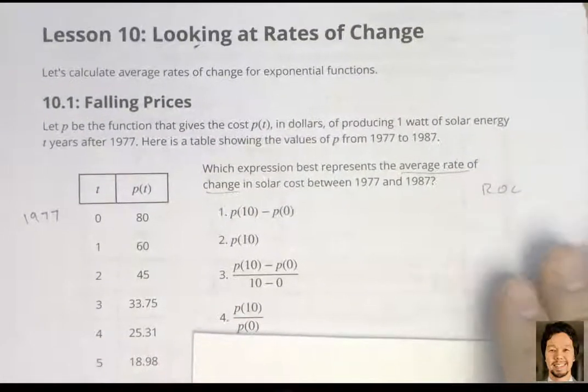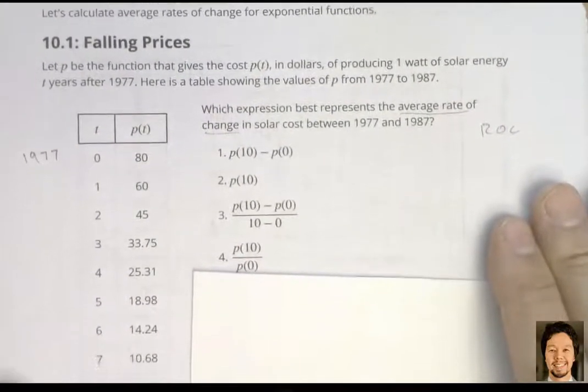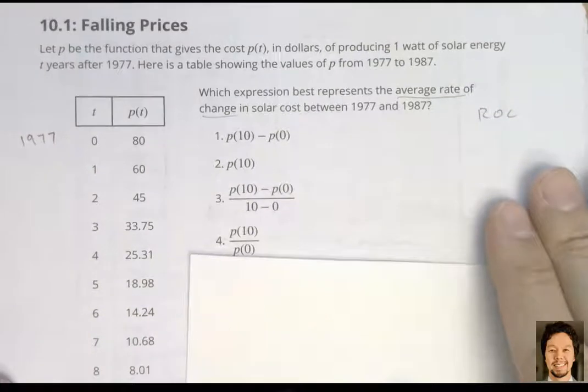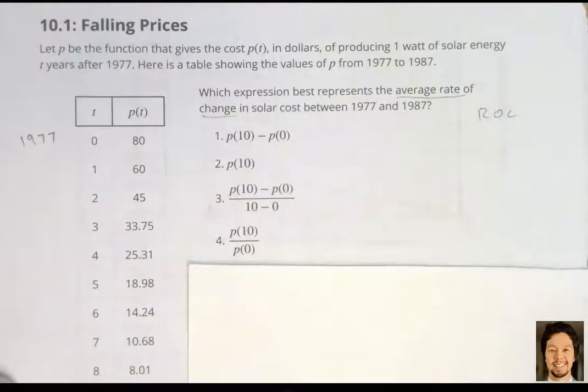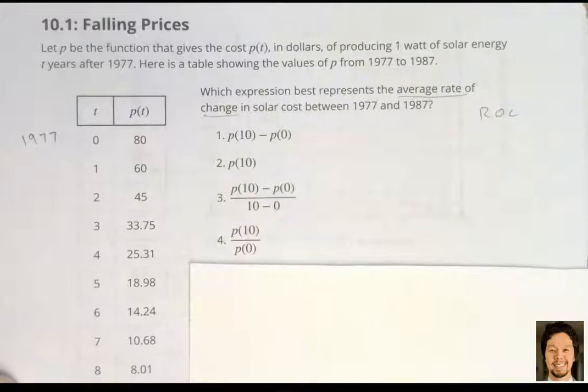Lesson 10, looking at rates of change. So let's take a look at this example, 10.1, falling prices. Let P be the function that gives the cost, P of T, in dollars of producing 1 watt of solar energy T years after 1977. Here's a table showing the values of P from 1977 to 1987.